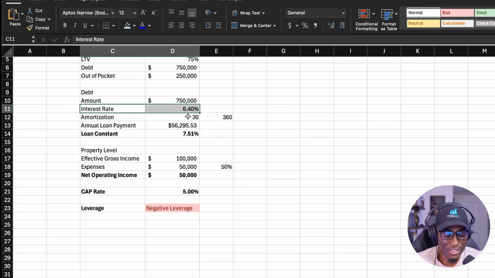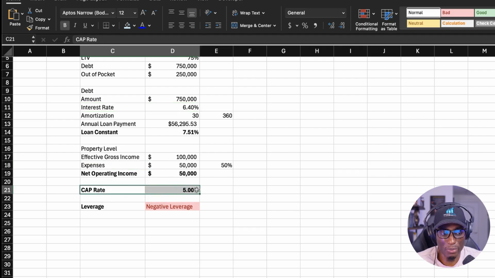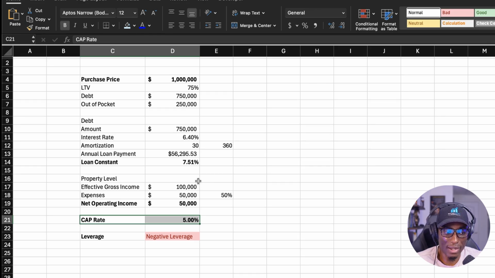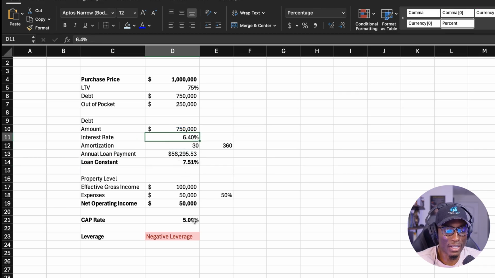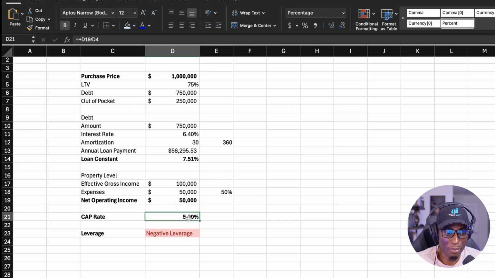With a basic definition, if we compare that interest rate to the cap rate, we can see that the cost of borrowing is actually higher than our projected returns if we paid all cash for that property. But the true definition of leverage is using that loan constant, because that loan constant can be impacted by the amortization length as well as the interest rate. If the cap rate is higher than the loan constant, then that's positive leverage. But if the cap rate is lower than the loan constant, then it's considered negative leverage.